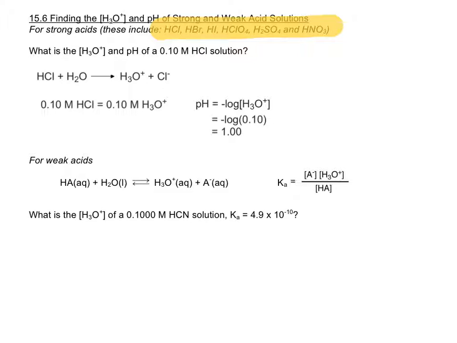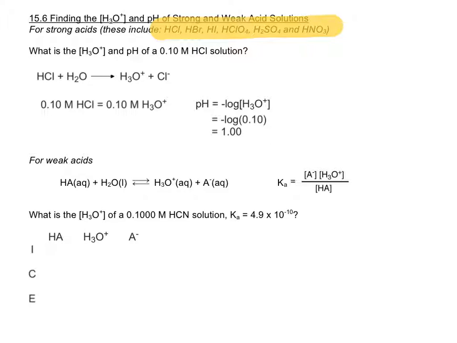What is the H3O+ concentration of a 0.1000 molar HCN solution? And the Ka of HCN is equal to 4.9 times 10 to the minus 10. Okay, so to do this, we're going to need to use an ICE table. And so we'll have HA, H3O+, and A- as the 3 things that we can have concentration of. So we're going to ignore the water because it's a liquid.